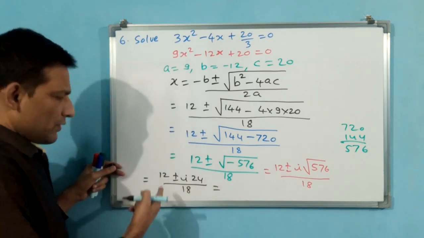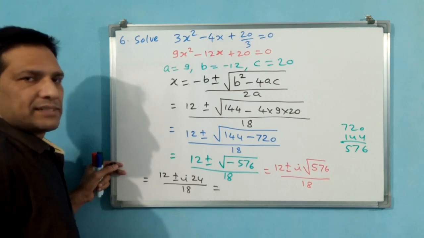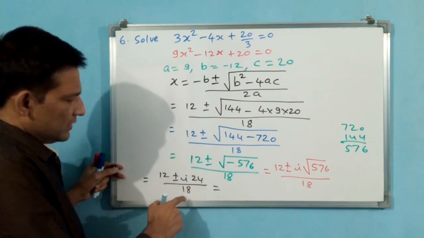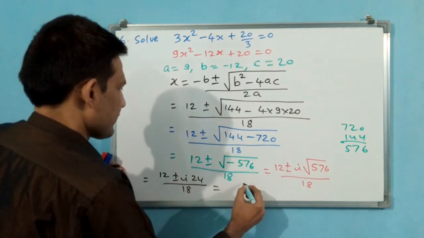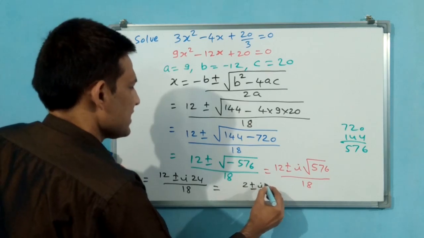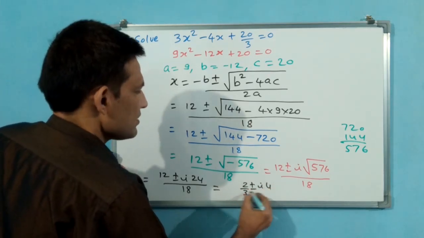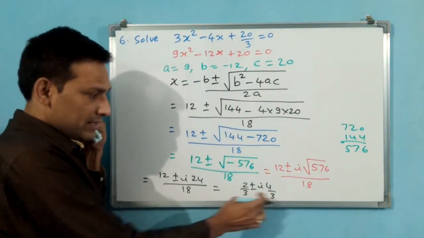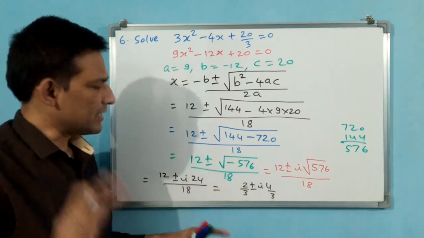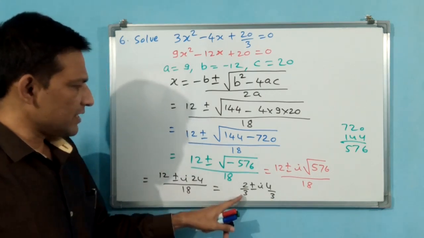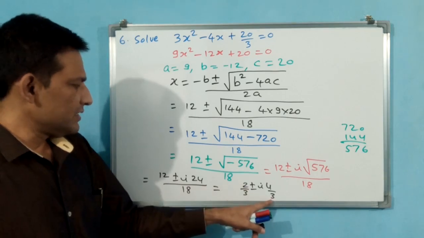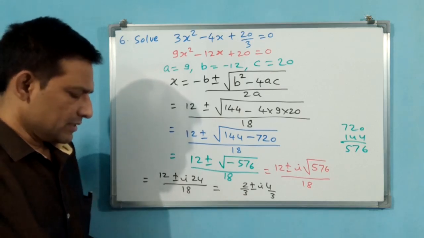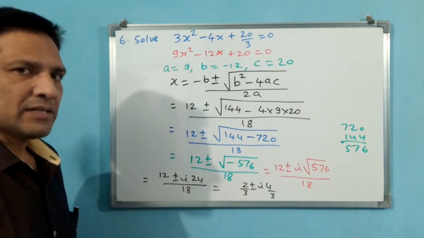Now what are you observing? All are multiples of 6. Take 6 common. 6 2s are 12, 6 4s are 24, 6 3s are 18. So that means 2 plus or minus i 4, by 3. You can write like this also, or as one number also. Here I have changed both to make you understand properly. These 6 3s are 18, 6 2s are 12, 6 3s are 18, 6 4s are 24. The 6 I have taken and cancelled out. Now this is the answer: 2 by 3 plus or minus i 4 by 3.